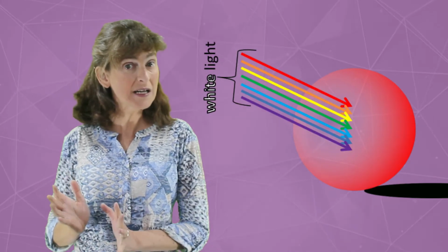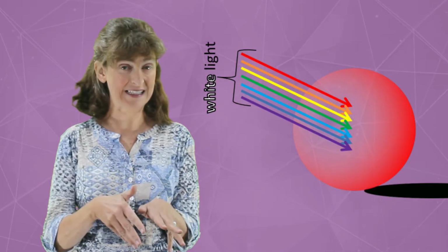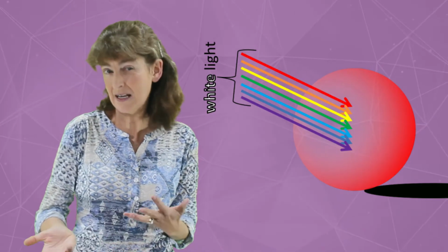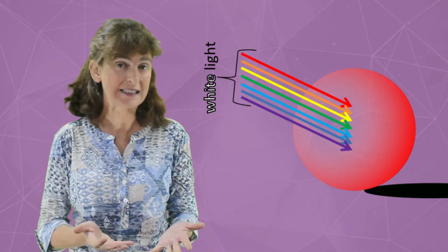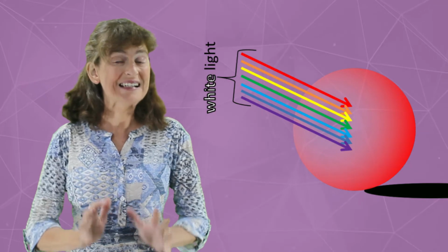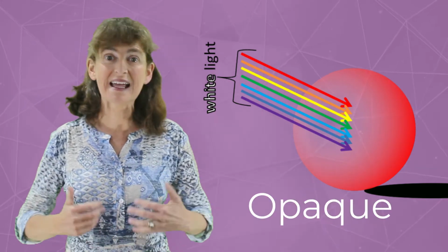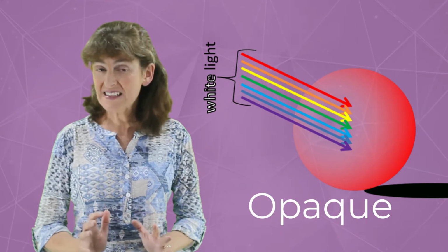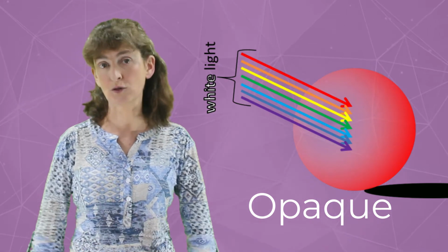Here's a red ball. It isn't luminous. It can't give off its own light. We can only see it if the light from a luminous object shines on it. Let's say sunlight maybe shines on it. This ball doesn't let light through it, so we say it's opaque. That's why it casts a shadow.